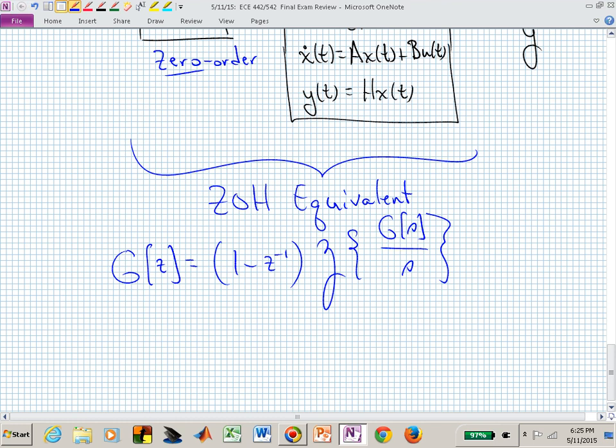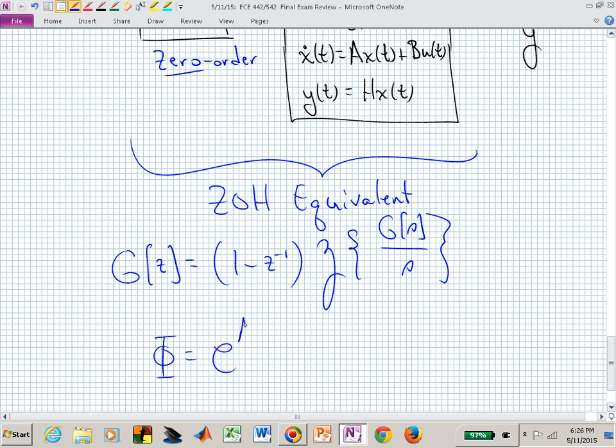Then you can look at your tables, which you better bring, to try to find, if I have G of S over S, where now I've introduced another pole at the origin in my Laplace transformed expression, how do I find the Z transform of that quantity? You could also, if you started with A, B, and H, find the system matrix in discrete time from your system matrix in continuous time.